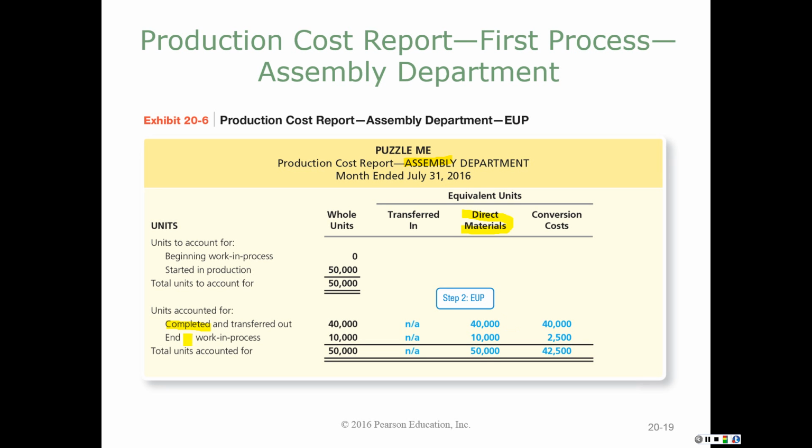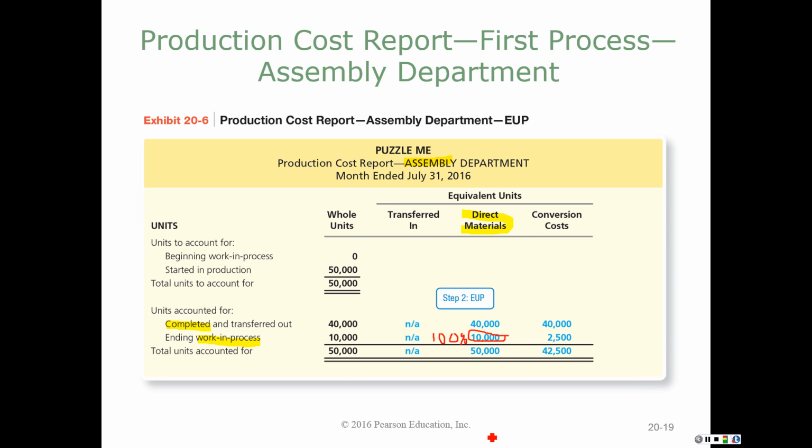All right, the 10,000 units that are still in ending work in process, once again, it says that materials were added at the beginning of the process, so even though they're still in work in process, they have 100% of their materials because they were added at the beginning of the period. Okay? So 10,000 units that have all of their materials are 100% complete as far as materials go.